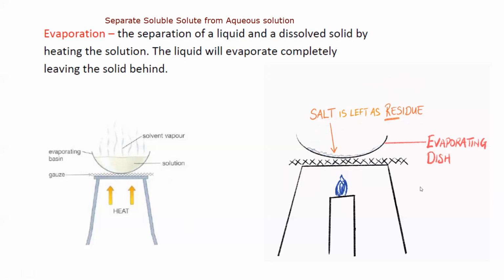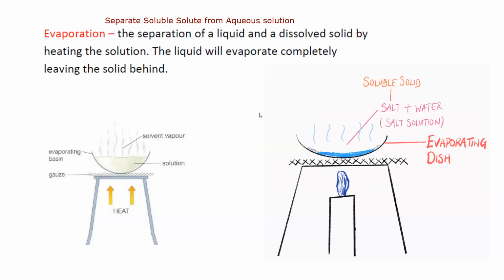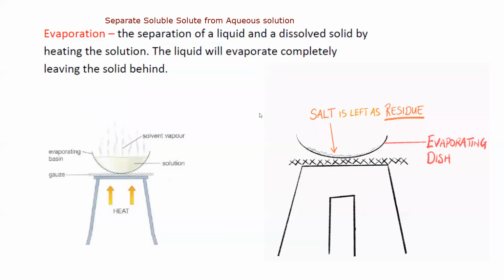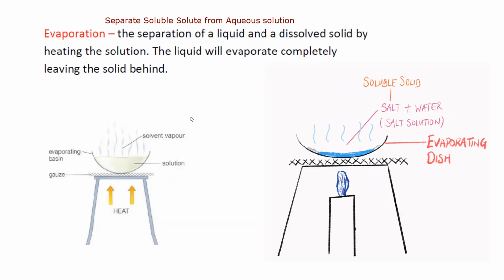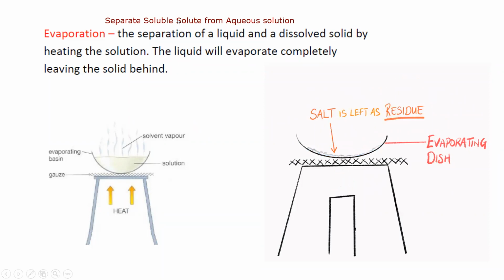Is it clear? So you can also perform this simple experiment at home. You can have a salt solution and you supply heat energy until all of this liquid, the solvent, escapes, and you're left with the salt. This is a dissolved salt.